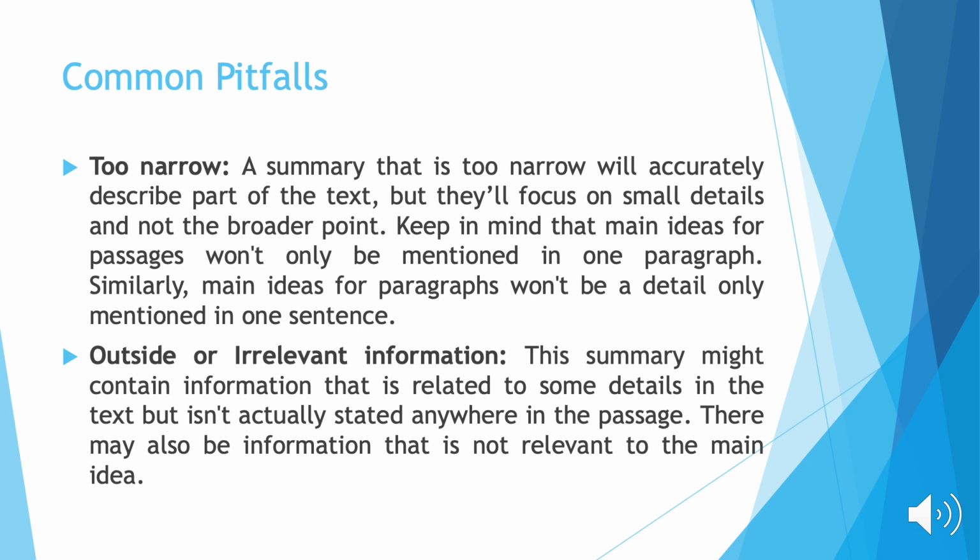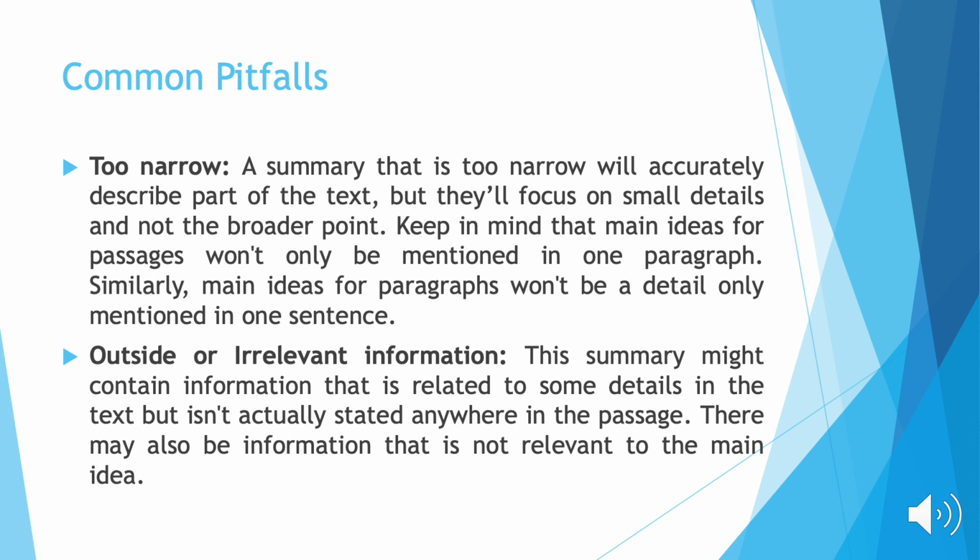Now that we have an understanding of what we should be including in our summaries, let's talk about 2 common mistakes that we want to avoid when summarizing. The mistakes are being too narrow and including outside or irrelevant information in our summaries. A summary that's too narrow may accurately describe a part of the text, but in doing so, it will only focus on small details that may not be part of the broader point of the text.